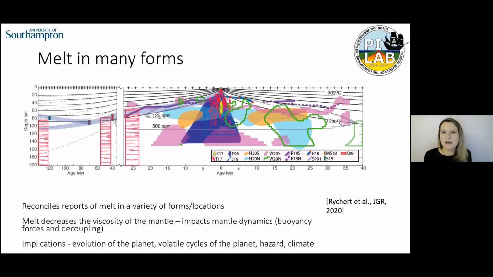So what this really does is it reconciles all of these reports of melt in a variety of ways. The idea that you have these wide melt triangles, very thin ones, punctuated anomalies, melt in channels, or ponded beneath a permeability boundary. These are not necessarily an artifact of resolution because we've seen melt in many ways in our one study area. It suggests that all of these can be true, just that the melt is changing the way it exists in the mantle over time.